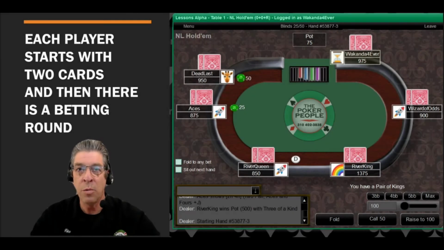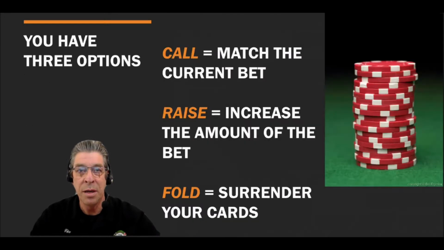Each player will receive 2 cards face down, which belong to only you. Then there is a betting round, starting with the first player left of the big blind, working in a clockwise motion. Here you have 3 options. You can call, which means match the current bet. You can raise, which means increase the amount of the bet. Or you can fold, which means surrender your cards.